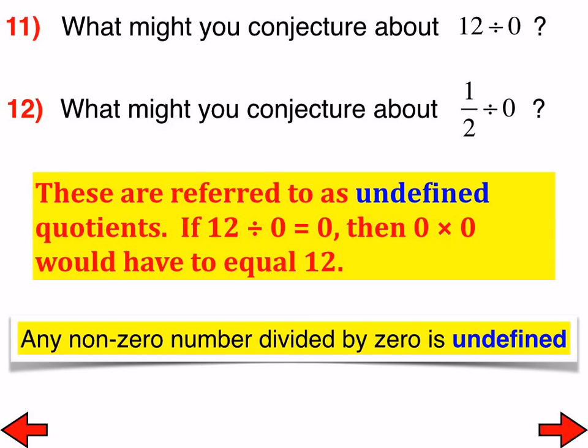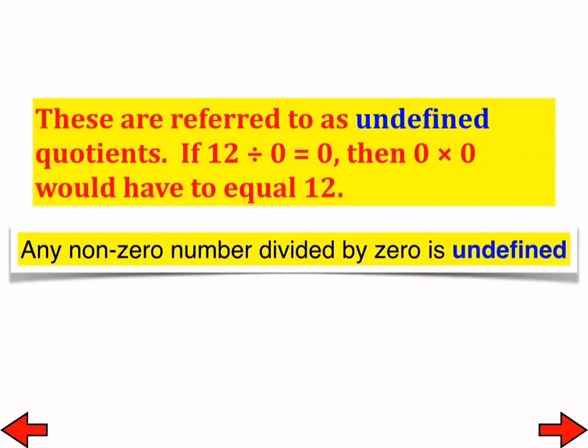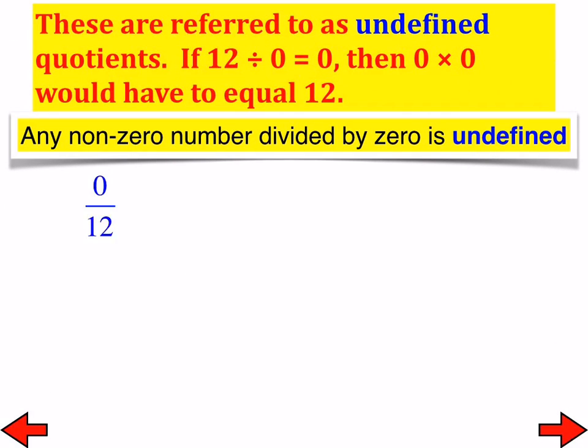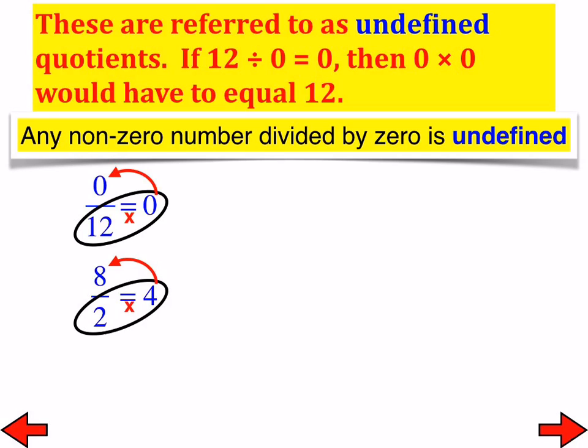Any non-zero number divided by 0, we define that to be undefined. And let me just show you kind of mathematically why that is. 0 divided by 12 is clearly 0. And if we work backwards and think multiplication, creating a multiplication problem from a division problem, 12 times 0 is clearly 0. That's one of the reasons why 0 divided by 12 is 0. Just like 8 divided by 2 is equal to 4, because 2 times 4 is equal to 8. But if you think that 12 divided by 0 is 0, then as we've already talked about, you would be saying that 0 times 0 is 12. Well, clearly that's not the case.